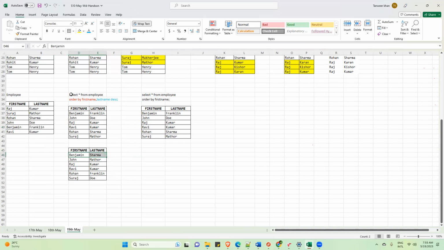Correct? So what is the meaning of this query? Meaning is sort based on the first name. If there is a conflict, then consider the last name. Hope it is clear.